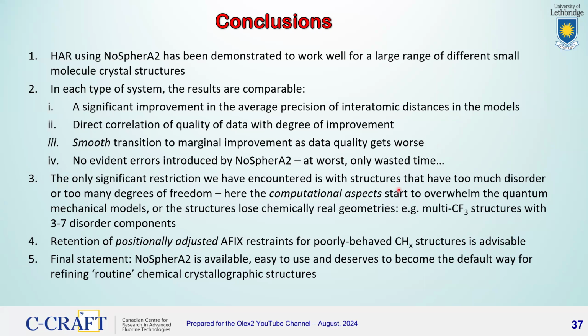The main restrictions we have encountered is with very complicated structures, particularly too much disorder or too many degrees of freedom. Here, the DFT calculations can simply become overwhelmed, and the ability of NoSpherA2 to actually calculate the structure factors fails. That does happen. Of the CF3 structures, many disorder components, for example, I do think that the retention of positionally adjusted AFIX restraints for poorly behaved CH structures and even CF3s, like I mentioned in my protocol, is really advisable.